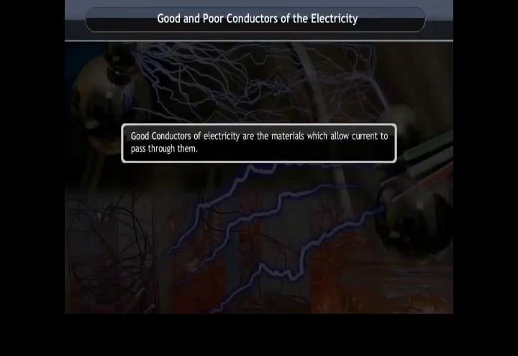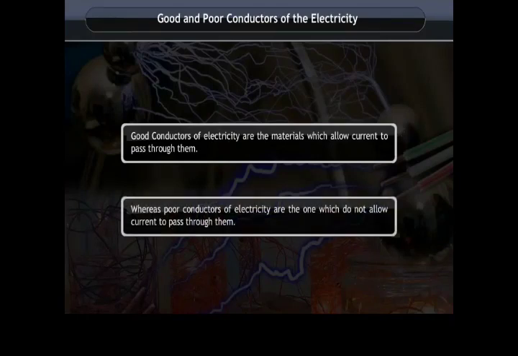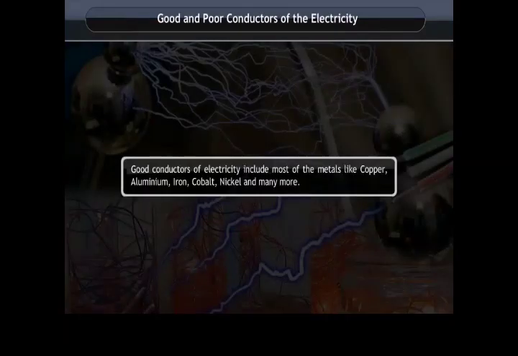Good and poor conductors of electricity. Good conductors of electricity are the materials which allow current to pass through them, whereas poor conductors of electricity are the ones which do not allow current to pass through them. Good conductors of electricity include most of the metals like copper, aluminium, iron, cobalt, nickel and many more. Anything made up of these materials is a good conductor of electricity.